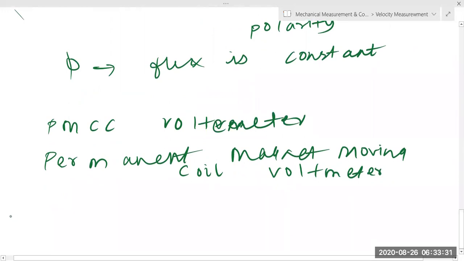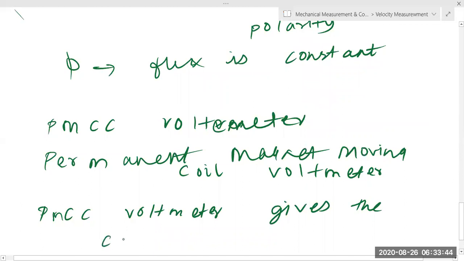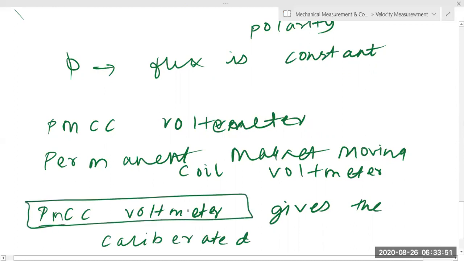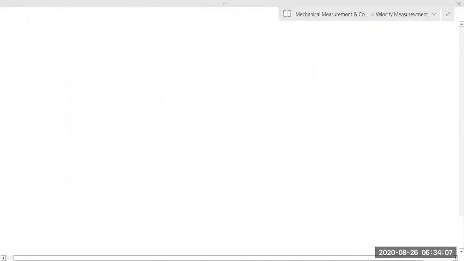Now what is the function of this PMMC voltmeter? The PMMC voltmeter will measure the EMF, and it gives the calibrated value in terms of speed. Rather than giving the volt value, this will be calibrated in terms of the speed of the shaft, okay? Now I will list the advantages and disadvantages so that we are done with this topic.